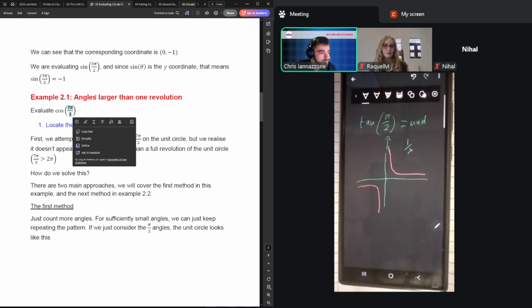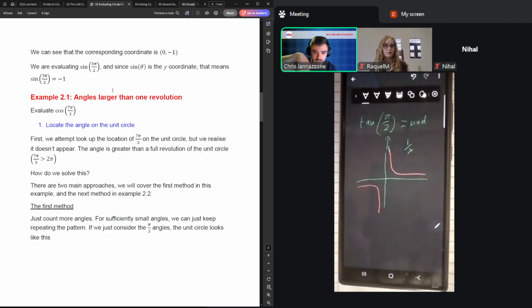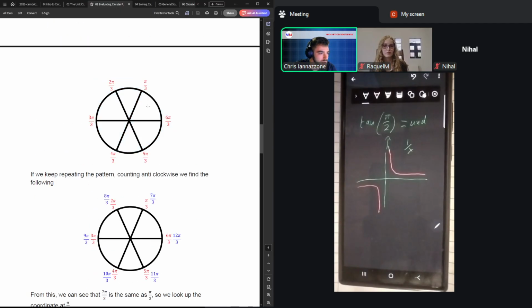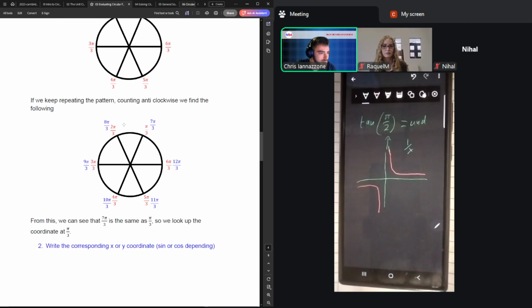If it's small enough, you can literally just count sections around the unit circle itself. So for instance, here's all the pi over 3 type angles. You've got pi over 3, 2 pi over 3, 3 pi over 3, which simplifies down to pi, and so forth, and you just keep counting around until you hit the thing that you want. They will end up overlapping themselves. So essentially 7 pi over 3 is in fact the same thing as pi over 3, and for that reason we just use that spot on the unit circle, whatever that one was.